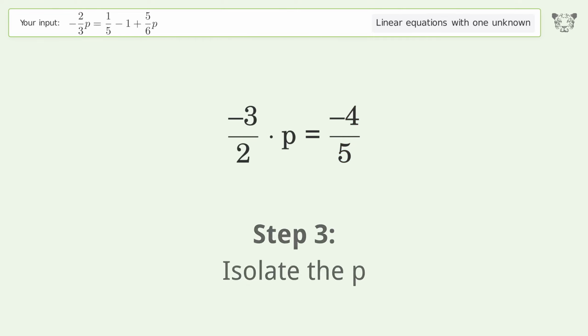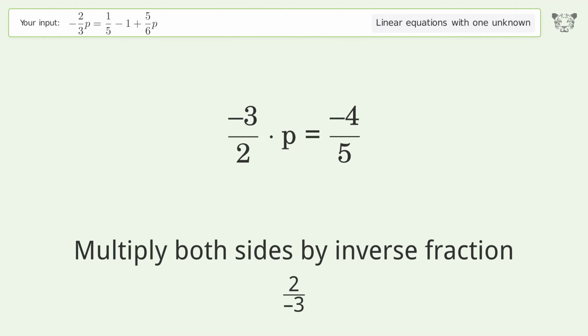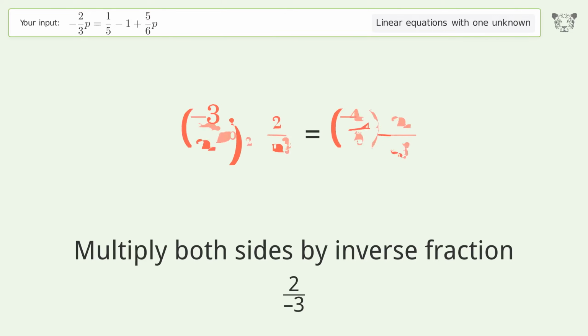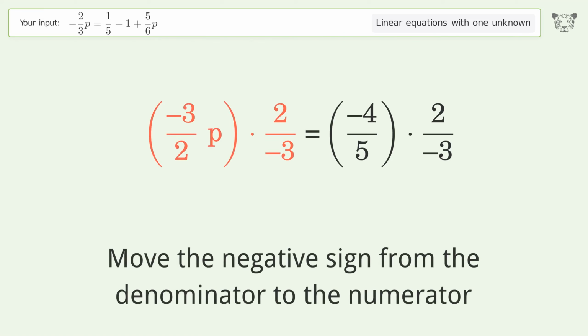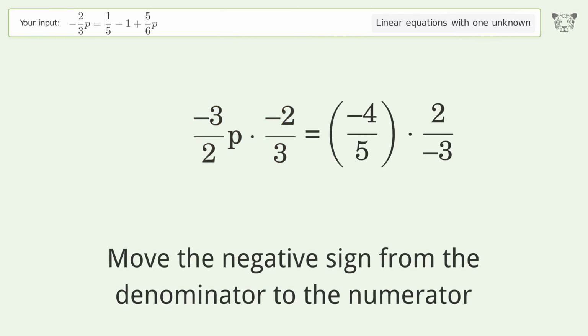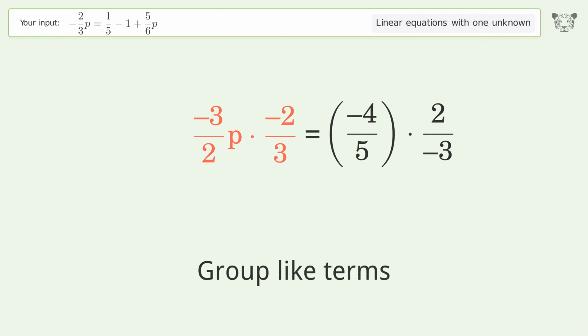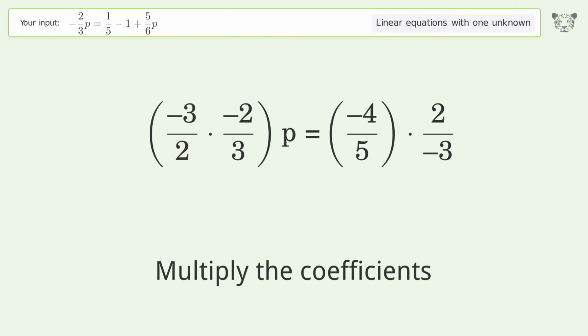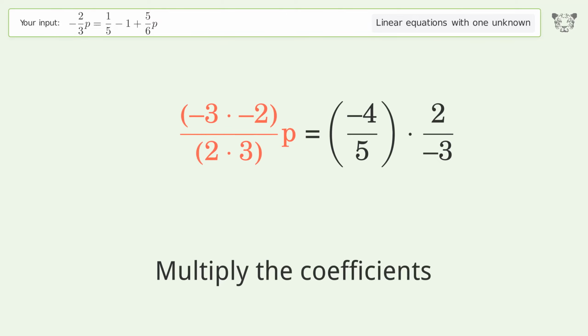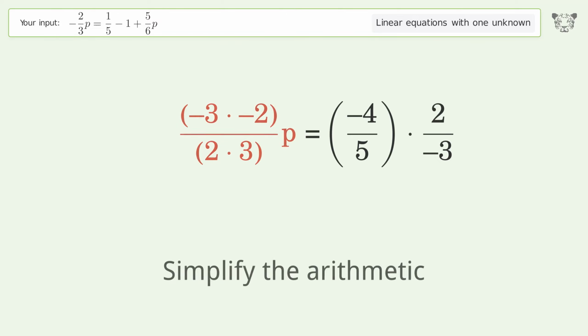Isolate the p. Multiply both sides by inverse fraction 2/3. Move the negative sign from the denominator to the numerator. Group like terms. Multiply the coefficients. Simplify the arithmetic.